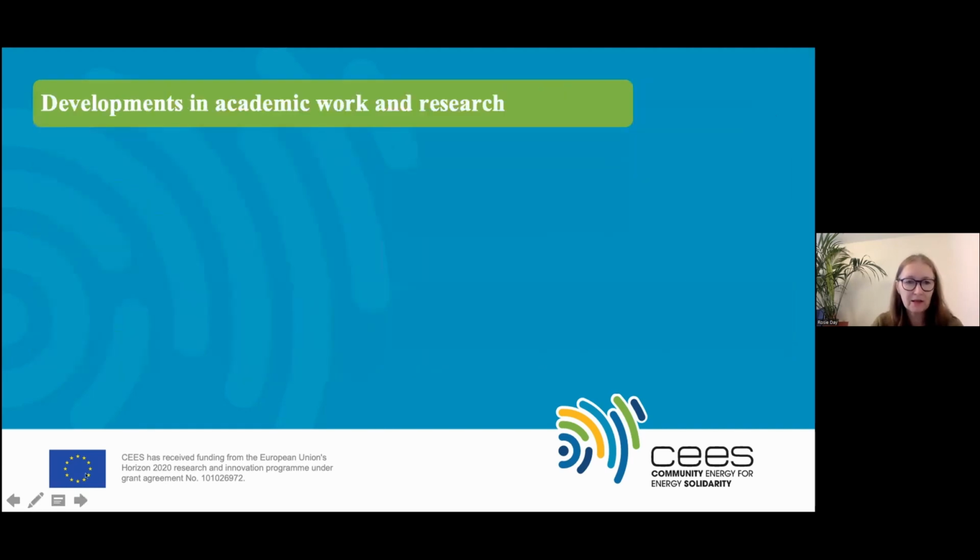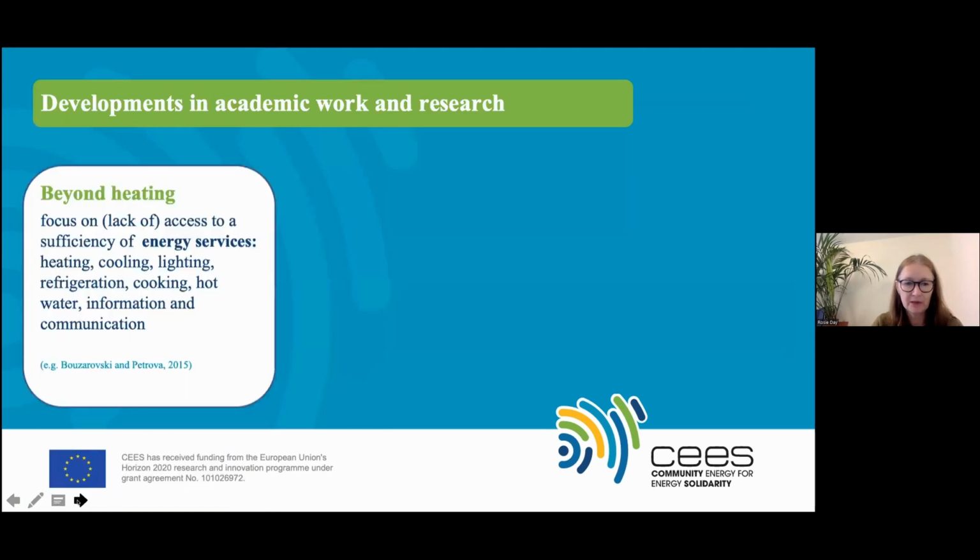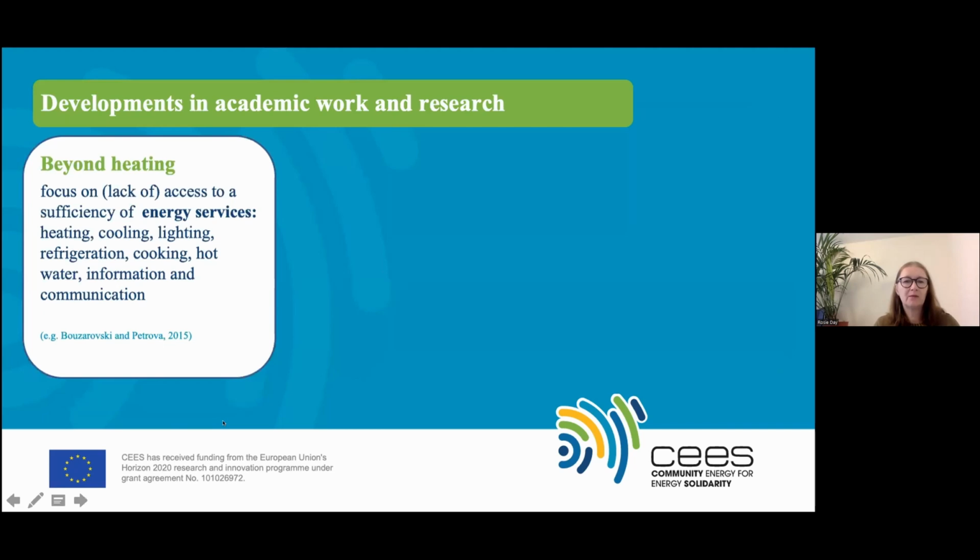So turning now to academic work and the more recent developments in academic work. Academic work has recently really tried to open up this definition a bit and think beyond some of the more narrow categories that have been at the centre of the definitions up until about 5 years ago. In one sense, part of this opening up is to do with looking beyond heating. As I've mentioned, a lot of the definitions so far have focused on ability to keep warm, partly because this all really started in Northern Europe, where that's more of a problem. But academic work recently has looked beyond that to look at lack of access to a sufficiency of energy services, a variety of energy services.